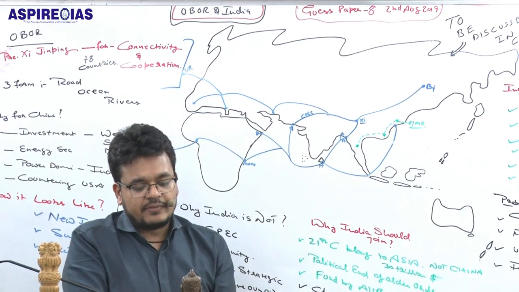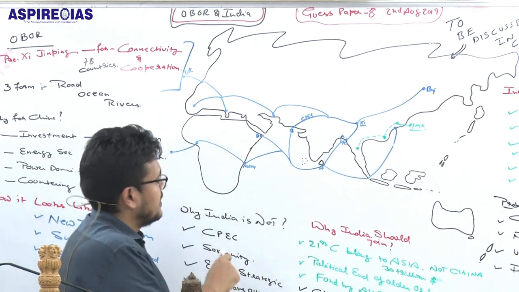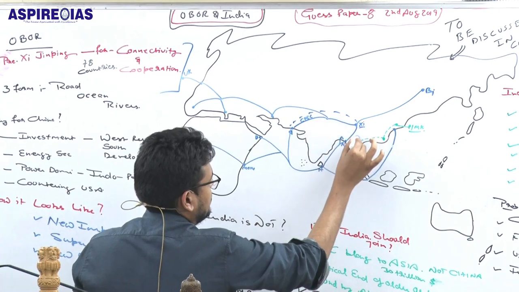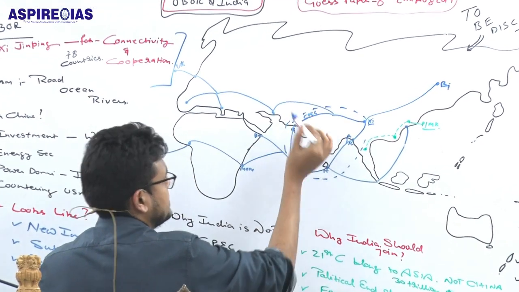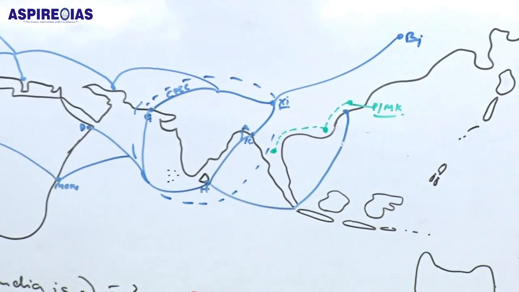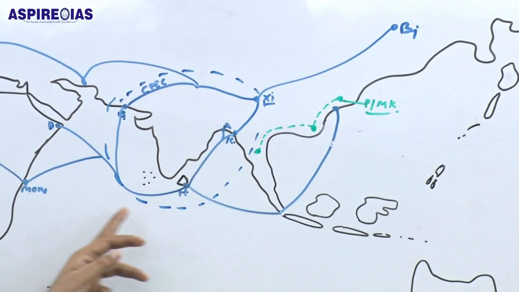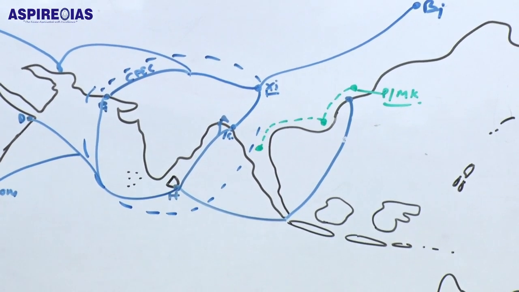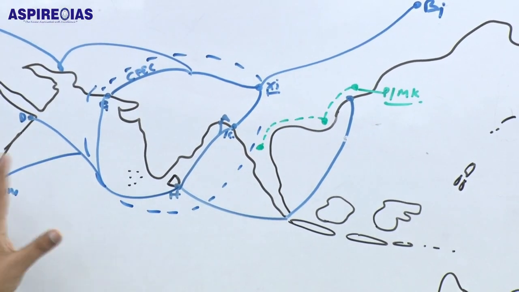If you consider this diagram, now see, India is surrounded by both land and sea power. This is the major hesitation of India. China is coming into the Indian Ocean, and they are even surrounding India from all sides in a very strategic manner. So this diagram itself can give you the idea.